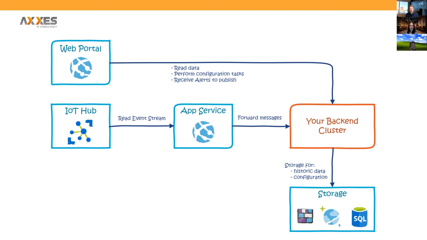Now, if we can do it like this, that means that we can basically pause the forwarding of the event, which you will see later is important for us. Then our backend will do all the processing. It will store stuff to various data stores, and we can talk to the backend cluster from all of the business logic, all of the business value that we want to provide. We can read data from our backend. We can perform configuration tasks, or we can receive alerts, all of that.